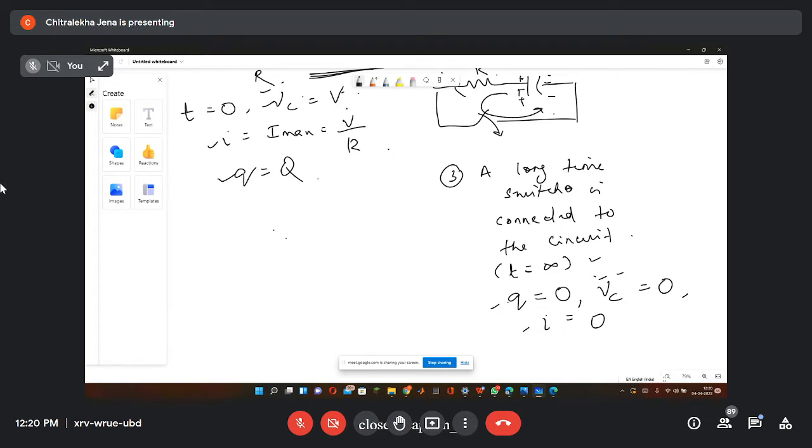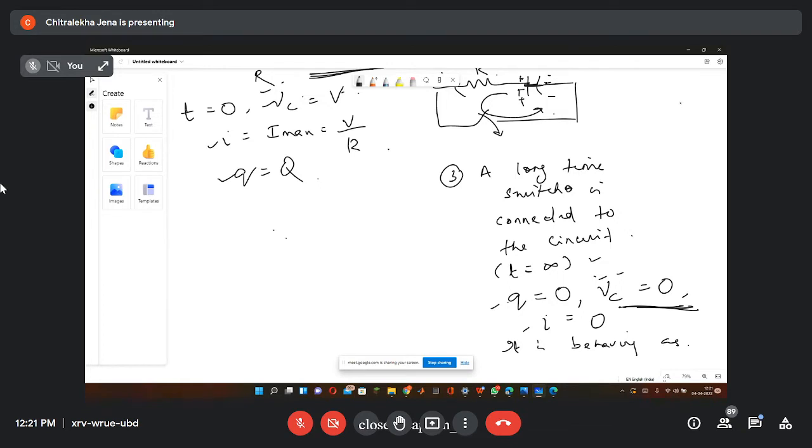Okay, clear? So after a long time the switch has been closed in the circuit, current is equal to 0. No current is flowing. Okay, capacitor voltage is 0, so it is behaving as what? Open circuit or short circuit? It is behaving as a short circuit, because the potential difference is 0. No potential difference. Okay, this and this are the same.